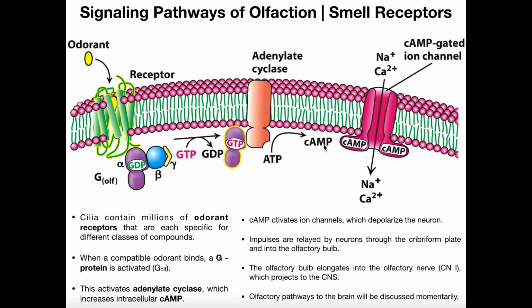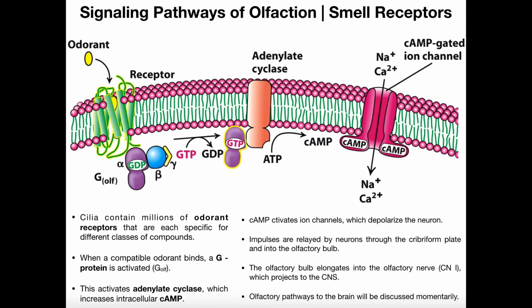And so whenever a cyclic AMP binds to this protein and it becomes activated, you'll allow ions to start influxing, like sodium and calcium. And since both of these ions are positively charged, they're cations, when they influx it results in depolarization of this cell. Okay? And so all of this process occurs only when an odorant binds to that odorant receptor.